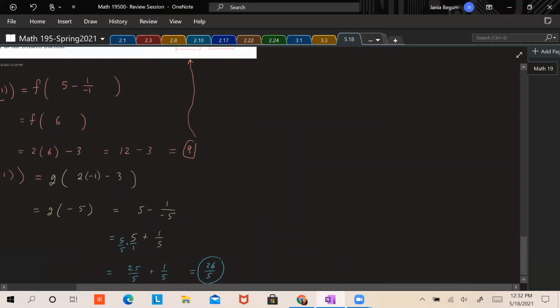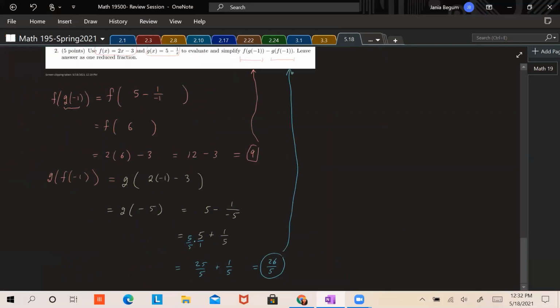Right here. And then we just subtract them. So we're doing f of g of -1 minus g of f of -1. We found f of g of -1, which is 9, minus g of f of -1, that's 26 over 5. And then again, using common denominators, we combine them. So we multiply this number by 5 over 5, because that's our LCD. So then we have 9 times 5, that would be 45 over 5, minus 26 over 5. And then we just subtract them.